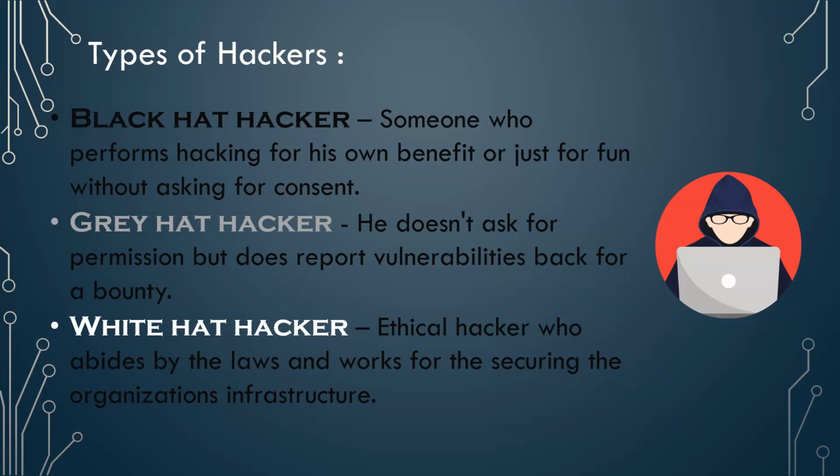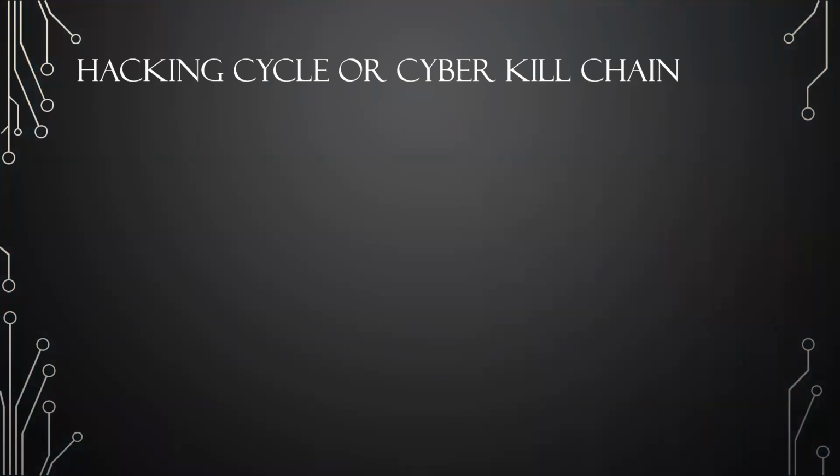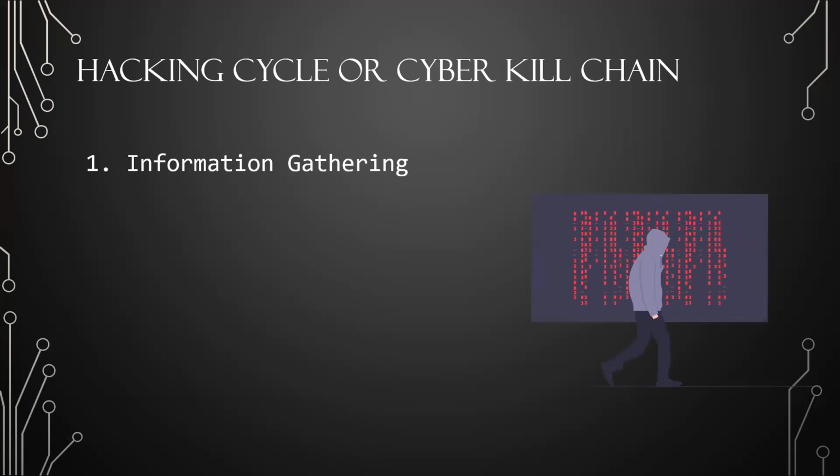And all these three types of hackers, black hat, gray hat, or white hat, perform hacking or ethical hacking in a certain procedure. That procedure is called the hacking cycle, or sometimes companies refer to it as the cyber kill chain. EC Council has divided this hacking cycle into 5 simple steps. Let me list the steps out first, and we'll briefly discuss each of these steps one by one throughout the demo. The first step is called information gathering. Some companies also refer to it as reconnaissance or footprinting.